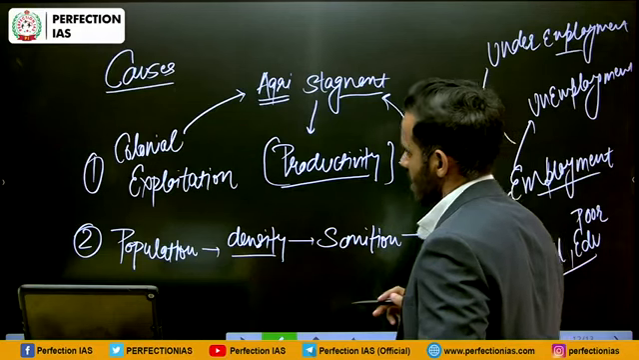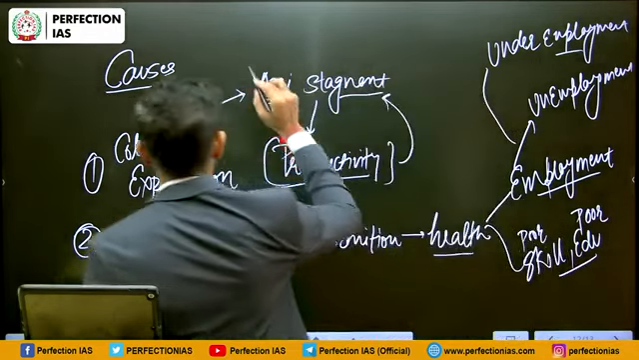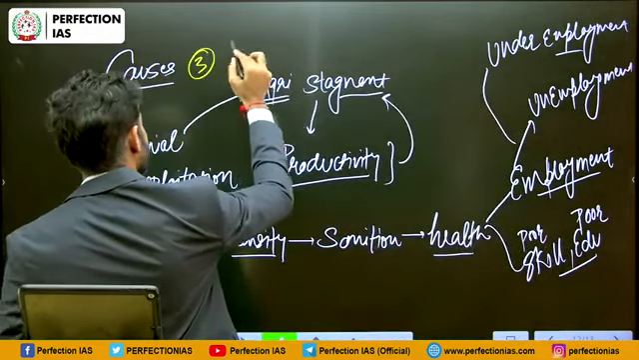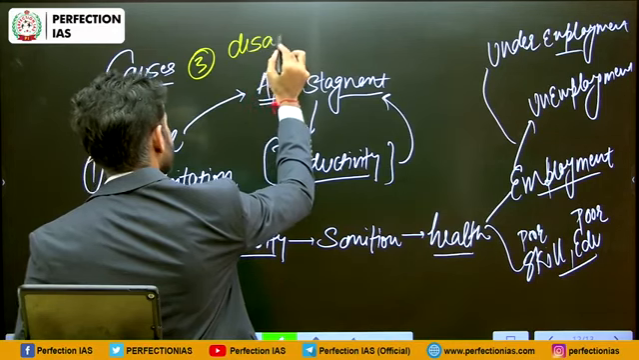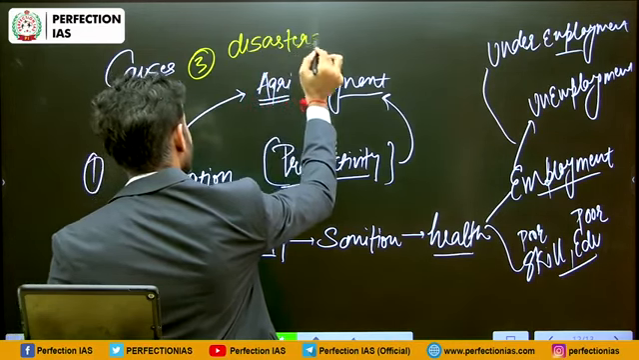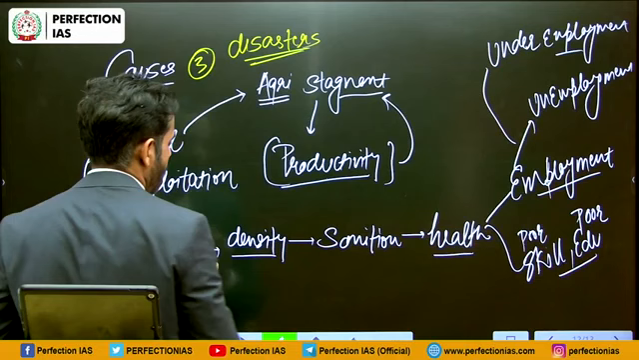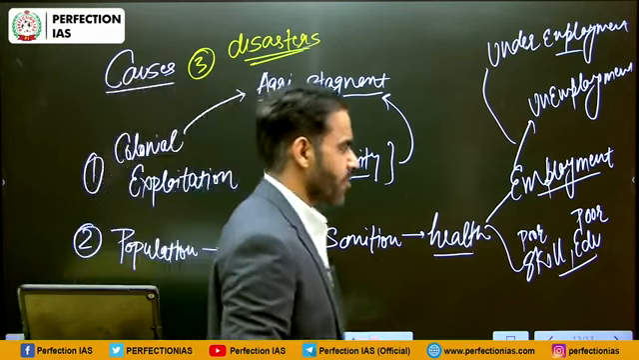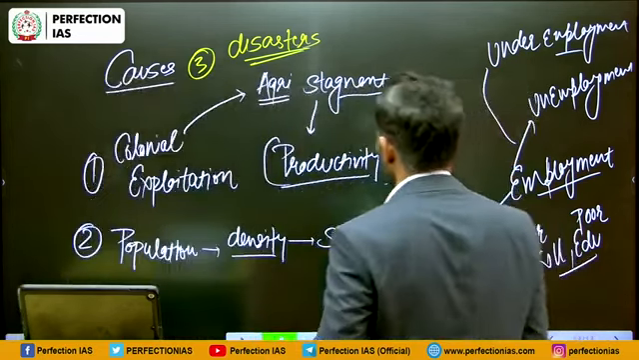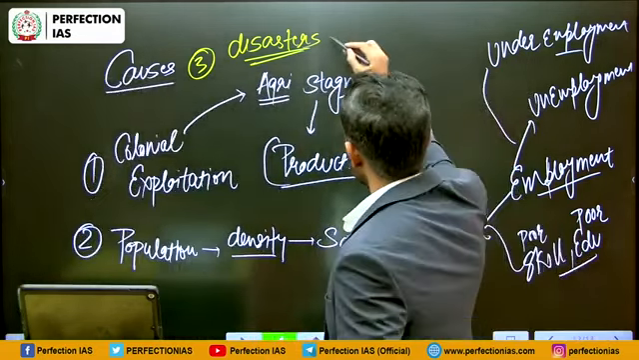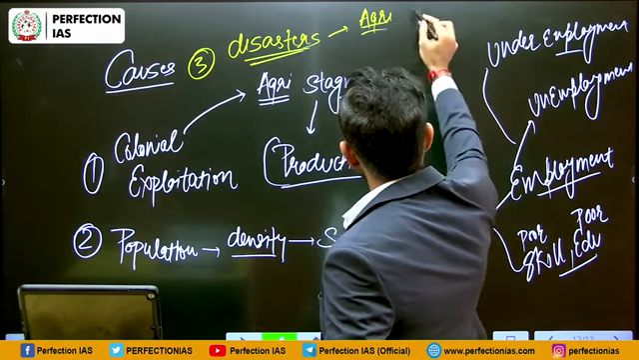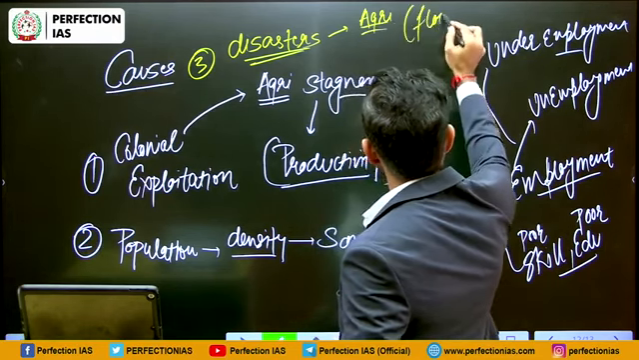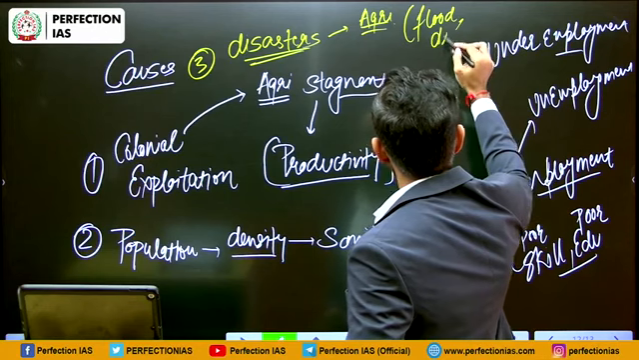Now, apart from this, another factor is disasters. Okay, how disasters are responsible for poverty? There are two major components. A, impact of disaster in terms of agriculture. Suppose there is a situation of flood or drought.